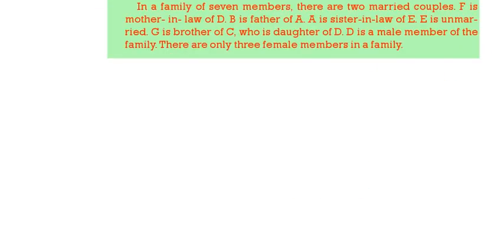Next, in a family of 7 members, there are 2 married couples. F is the mother-in-law of D, B is the father of A, A is the sister-in-law of E, E is unmarried, G is the brother of C, who is the daughter of D. D is a male member. There are only 3 female members in the family.